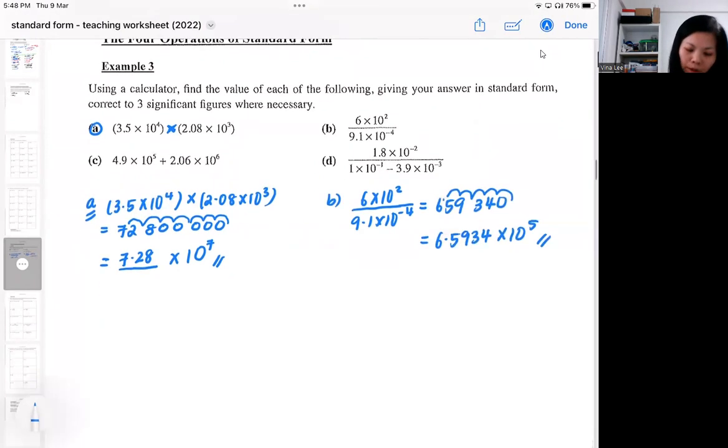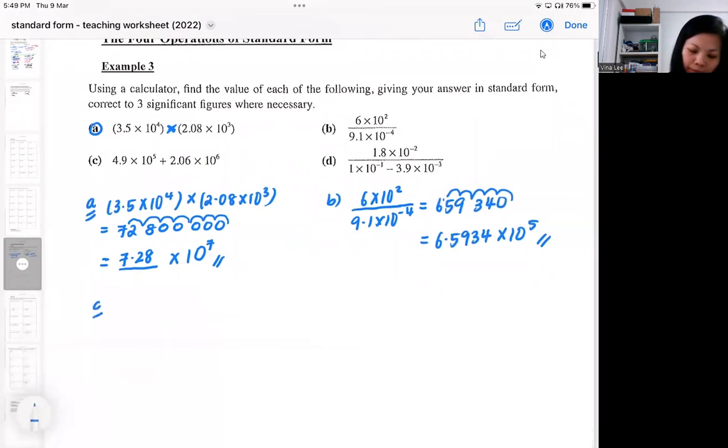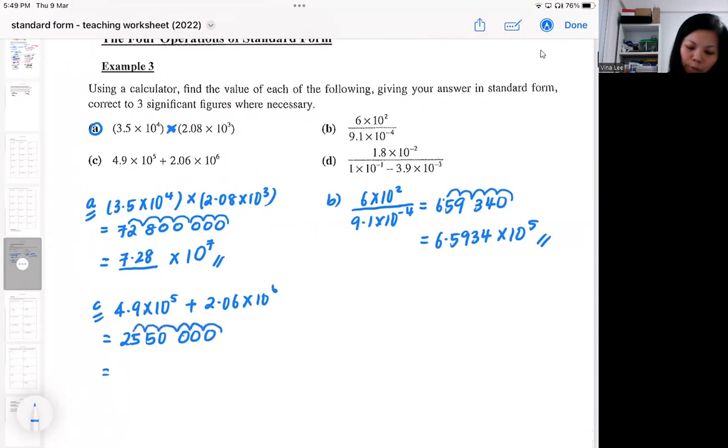So basically, you punch the calculator. Don't punch the calculator wrongly. Make sure you punch a few times to verify that you never punch wrongly. And then you change to standard form. So I move back 6. So I should then get 10 to the power 6.